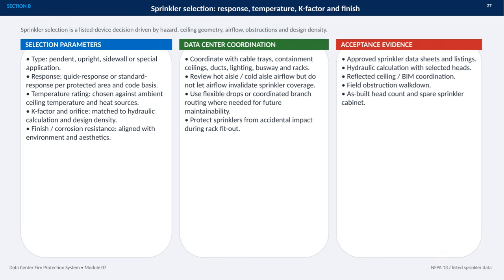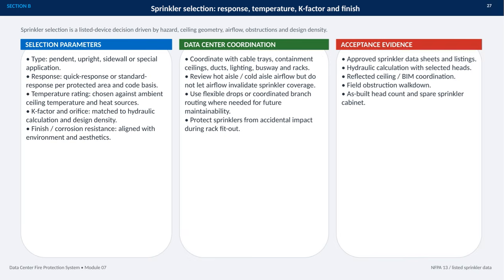In a data center, coordination is equally important. Sprinklers must work around cable trays, containment ceilings, ducts, lighting, busway, and racks. Hot aisle and cold aisle airflow should be reviewed, but never at the expense of coverage.